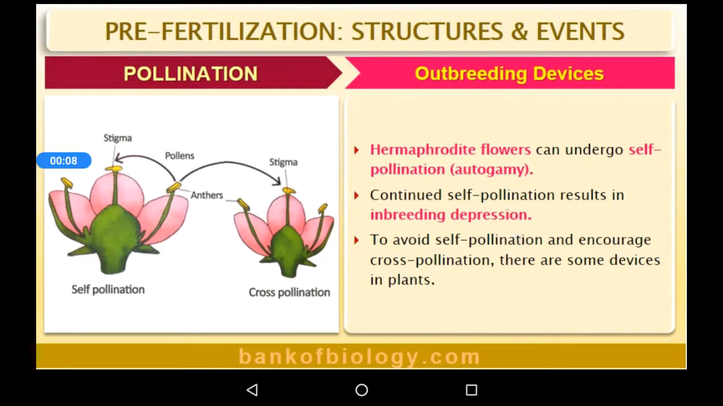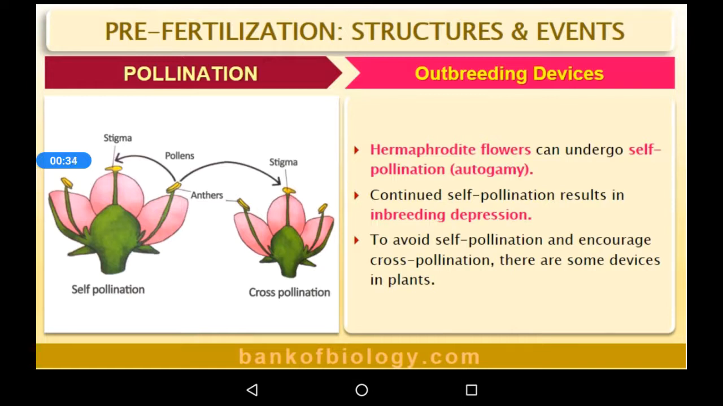So majority of the flowering plants produce hermaphrodite flowers. What do you mean by hermaphrodite flowers? That means a flower that has both male and female parts in them. And if it is like that, what happens? They will undergo self-pollination or autogamy, which means the transfer of pollen grains from the anther to the stigma of the same flower.